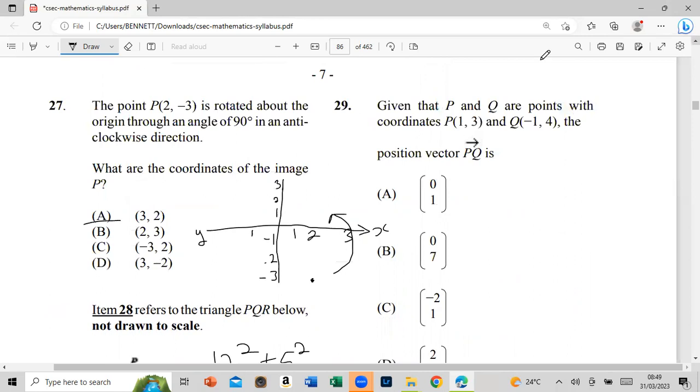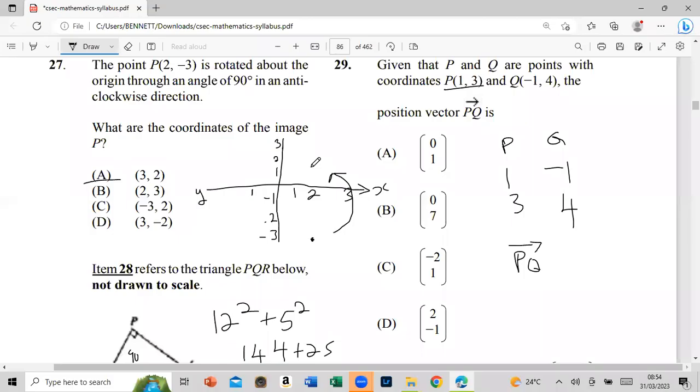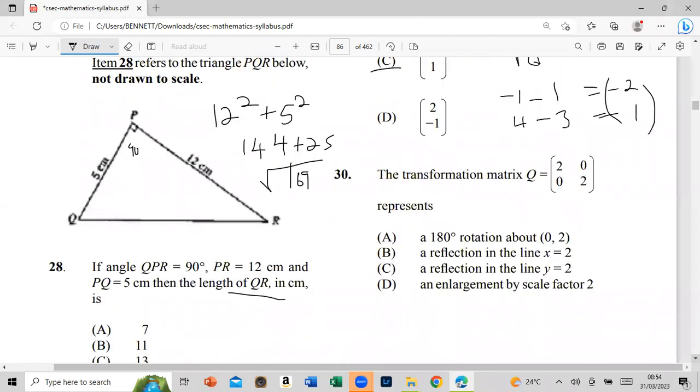Let's move on to 29. Given that P and Q are points with coordinates P (1, 3) and Q (-1, 4), then the vector PQ is equal to... Alright, so this is going to be Q minus P, so that's 4 minus 1 and 3 plus negative 2... positive 1, negative 2, positive 4. That is C.